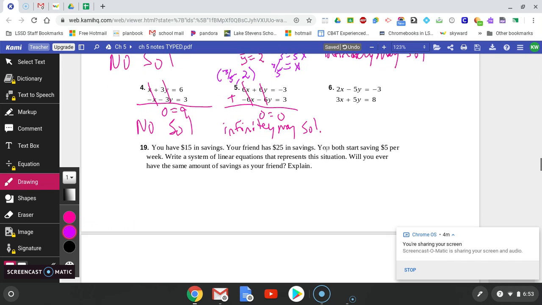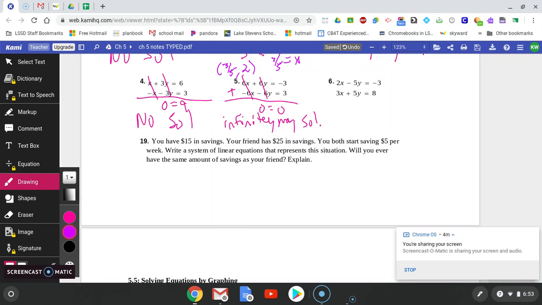All right, let's do our one word problem, and then we'll be done with notes. So it says you have $15 in savings, your friend has $25 in savings, you both start saving $5 per week. Write a system that represents the situation, and then it wants to know, will you ever have the same amount of savings as your friend? And it wants to know why. Explain it. All right, so you have $15 in savings, and you're saving $5 per week. So $5 per week plus the $15 you already have. Your friend started with $25, also saving $5 per week.